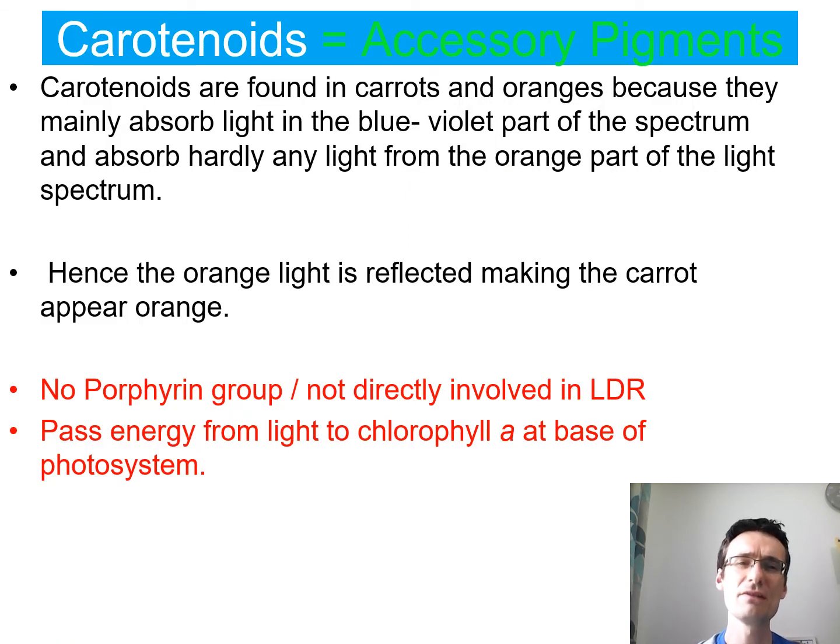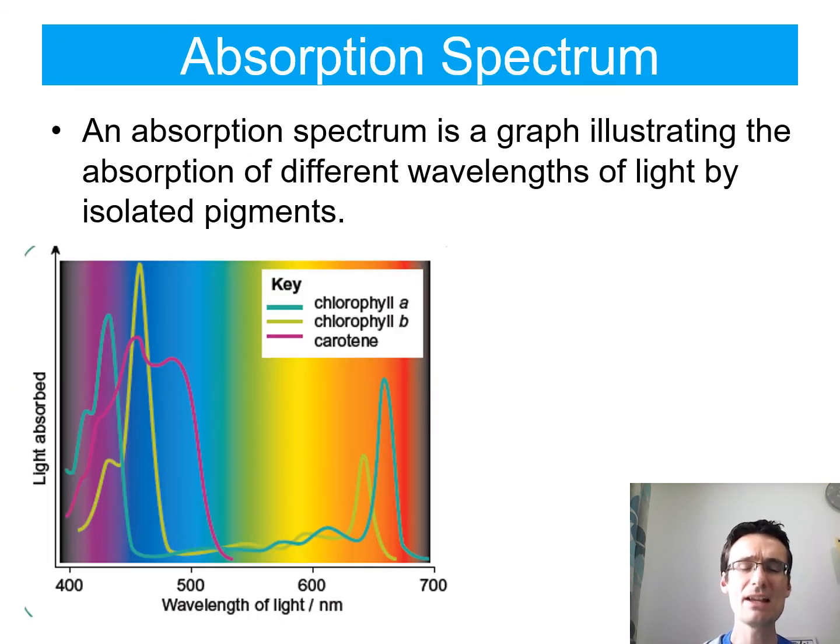Then let's have a look at these other things. A lot of the accessory pigments are called carotenoids, which are found highly in carrots and oranges. They absorb a lot of the blue and green light spectrum, but they don't absorb any orange, hence it's reflected. And they are very different in terms of their structure. But the point of them is they pass the energy to that primary pigment, which is normally chlorophyll A in the reaction center. And basically, the different wavelengths of light here get absorbed by different pigments.